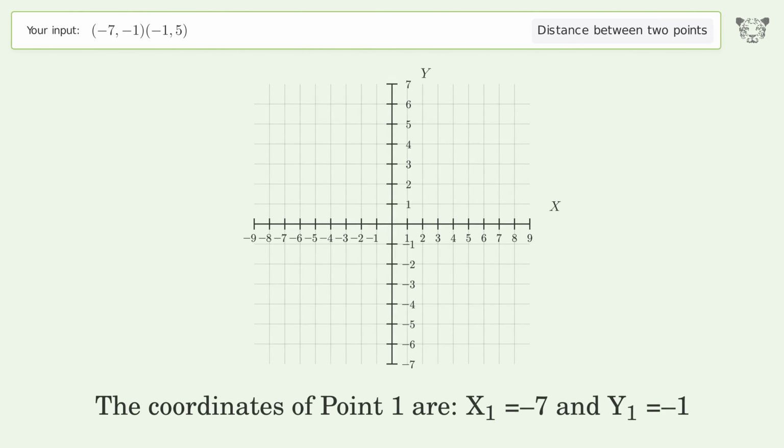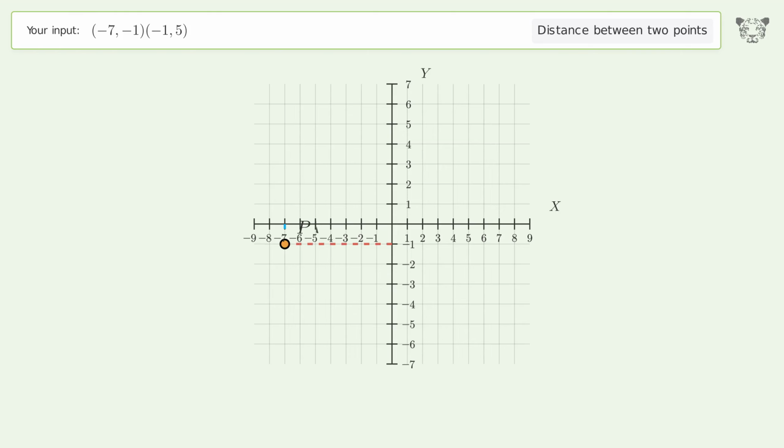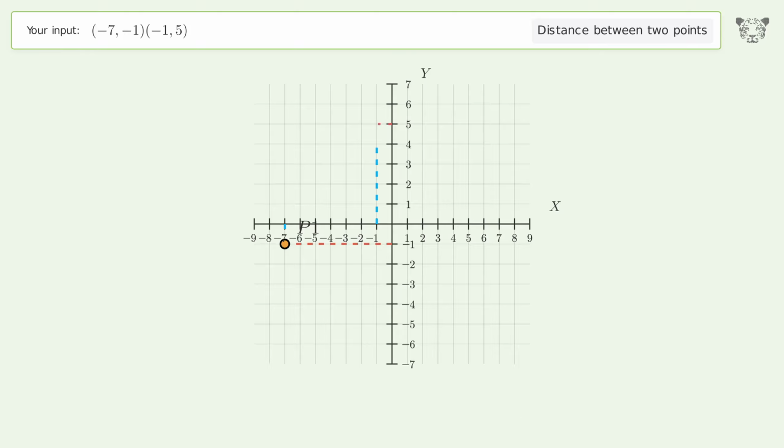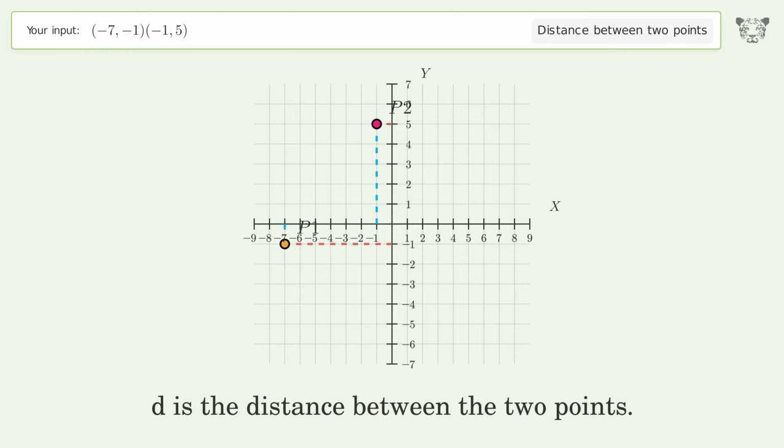The coordinates of point 1 are x1 equals -7 and y1 equals -1. The coordinates of point 2 are x2 equals -1 and y2 equals 5. D is the distance between the 2 points.